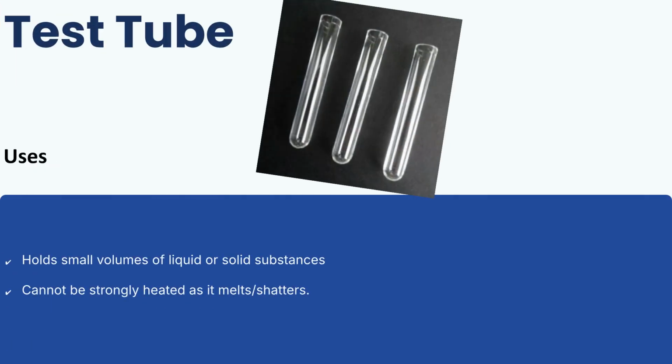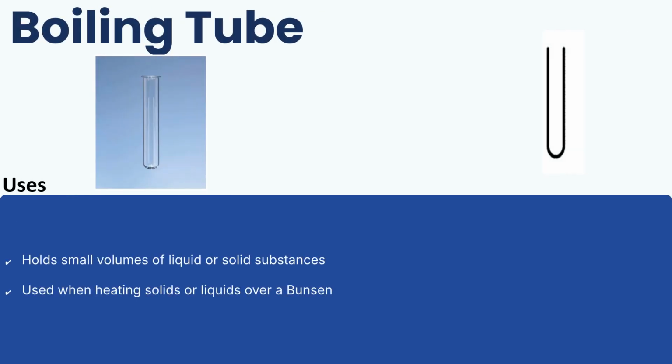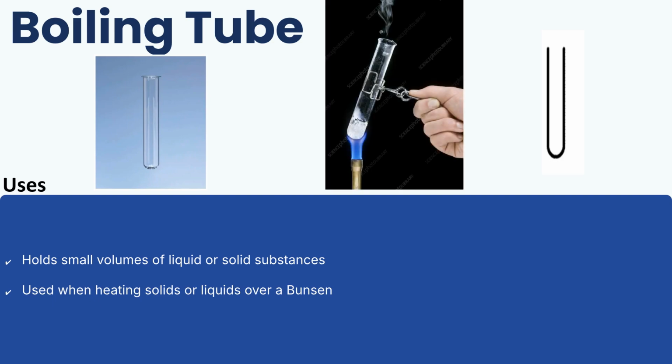The test tube holds small volumes of liquid or solid substances. It cannot be strongly heated because it might melt or shatter. The slide shows how a test tube is represented in a diagram. A boiling tube holds small volumes of liquid or solid substances. It is specifically used for heating solids or liquids over a Bunsen burner.